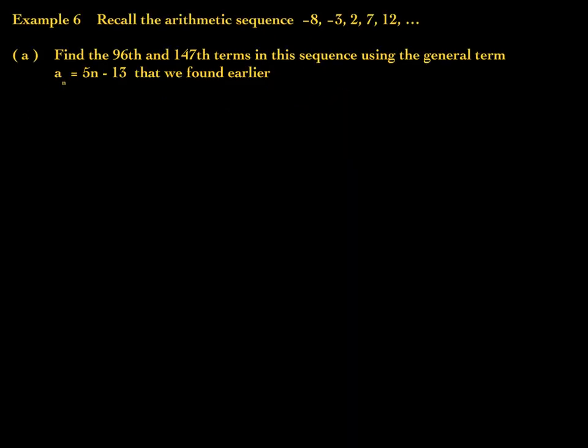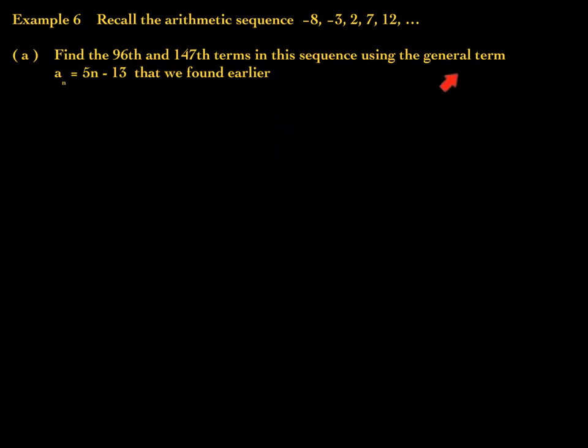Check out this example. Recall the arithmetic sequence that we looked at earlier: negative 8, negative 3, 2, 7, 12, etc. Find the 96th and 147th terms in the sequence. Now, if I stopped right there, that would be really tiresome, right? That would be a pain because you and I would have to list out all of the terms all the way until we get to the 96th term and the 147th term. That would take us forever.